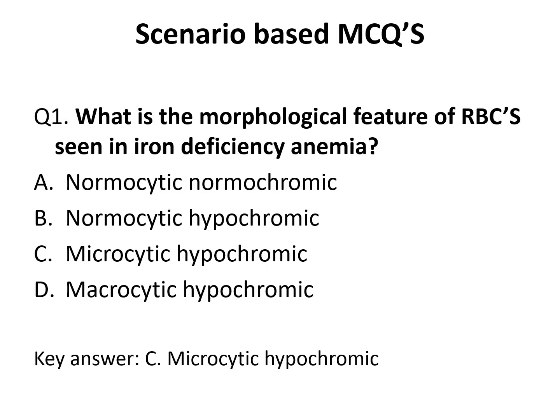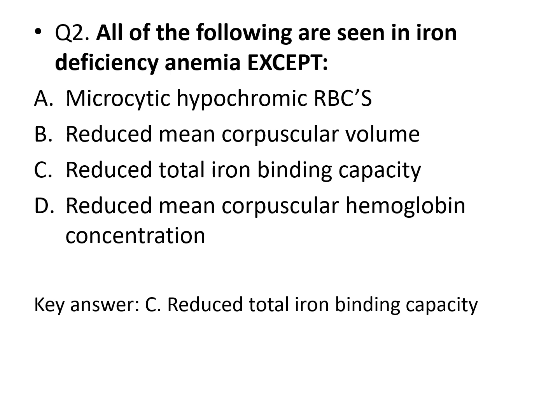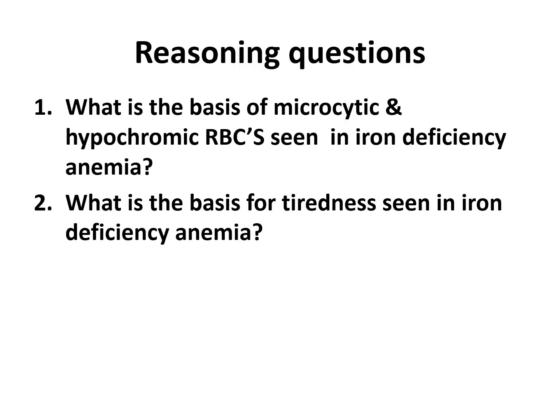So what are the scenario-based MCQs that can come in the above condition? What is the morphological feature of RBCs seen in iron deficiency anemia? I hope all of you know the answer already. All of the following are seen in iron deficiency anemia except. Yes, the answer is reduced total iron binding capacity, because in case of iron deficiency anemia we see total iron binding capacity will be increased.